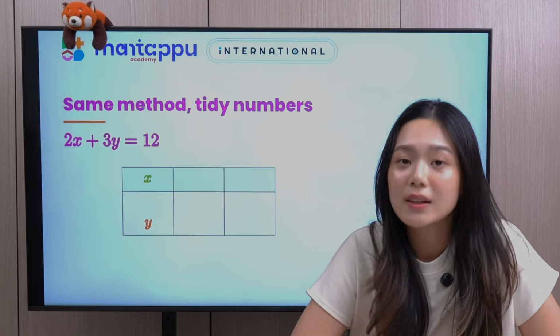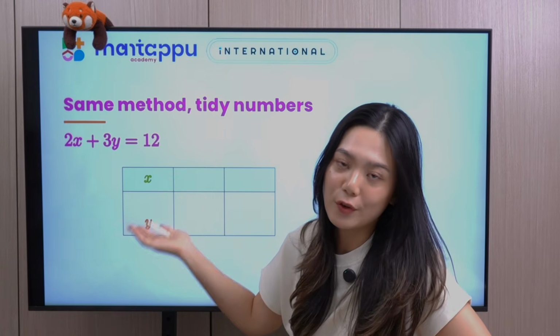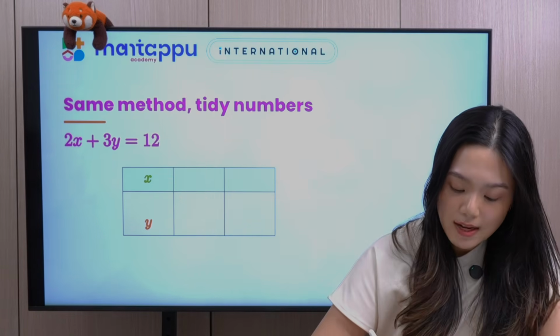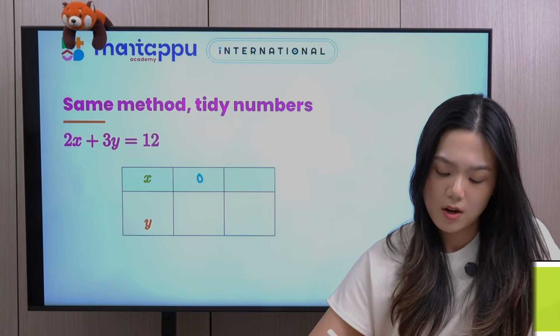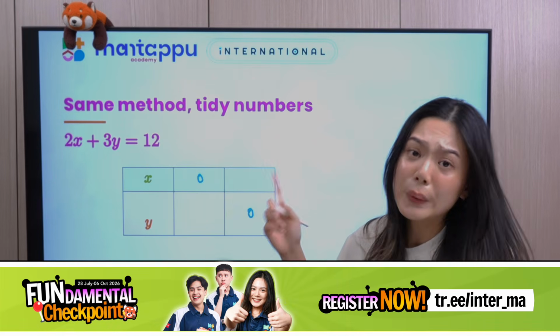But let me show you a little trick. When we have equations in this form, one trick I can do is to put in x is equals to 0 or y is equals to 0. Why 0? Let me show you.